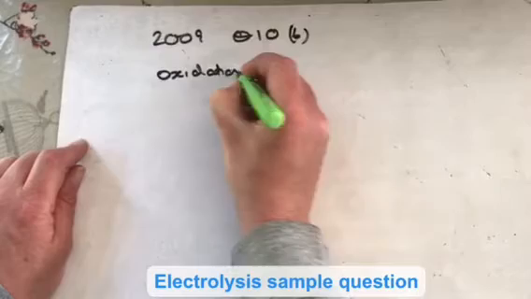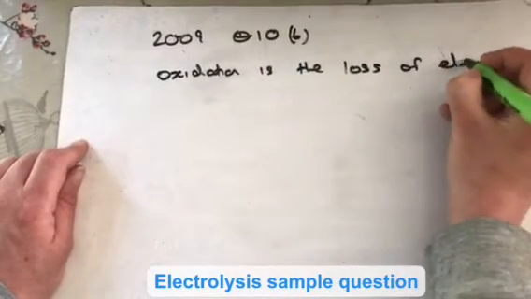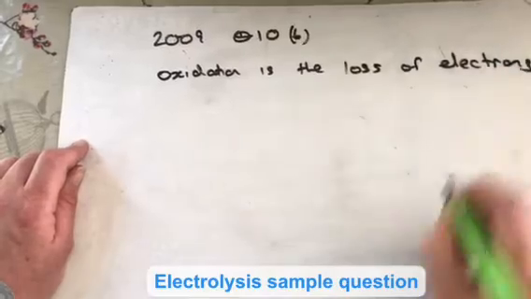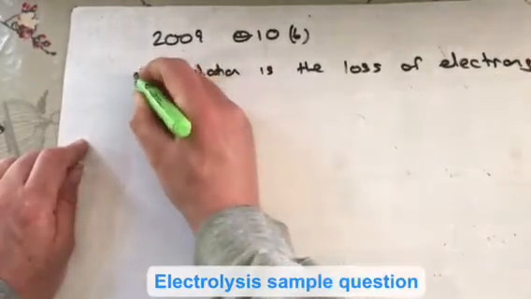Oxidation is the loss of electrons. Okay, so remember OIL RIG: oxidation is loss of electrons, reduction is gain of electrons. Okay, so that's part one.